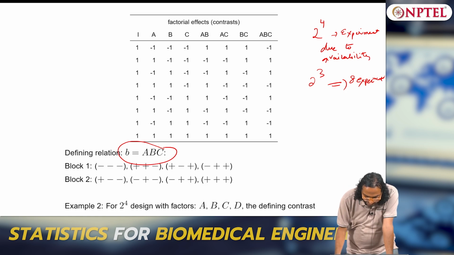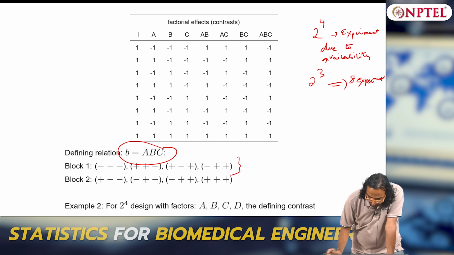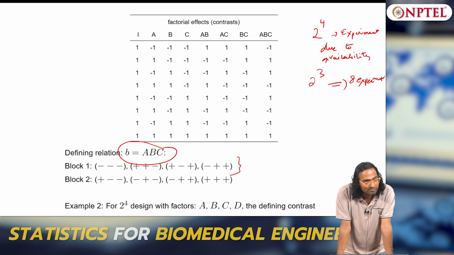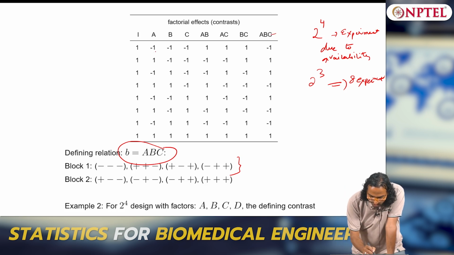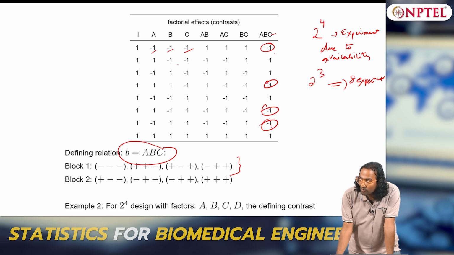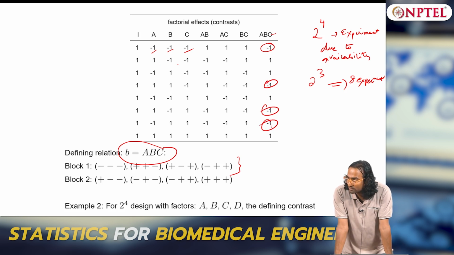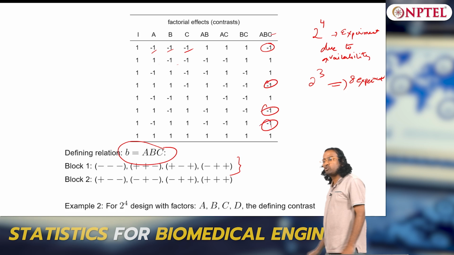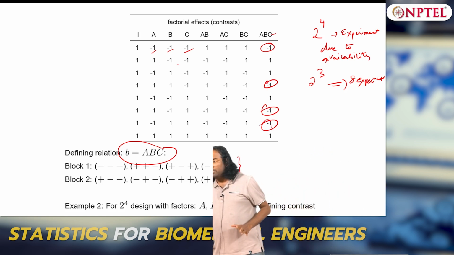Now can anyone tell me how did I choose block 1? How did I choose block 1? See, multiply ABC, all the contrast terms multiply. These are all negative contrast, 4 negative contrast, 4 positive contrast. You see here ABC equals B, that is a new relationship I have defined, that is the highest order interaction. So ABC equals B.